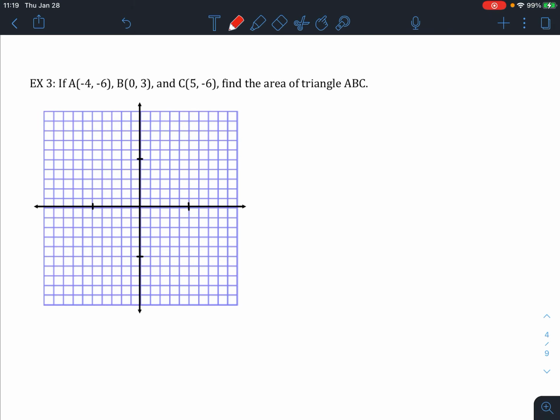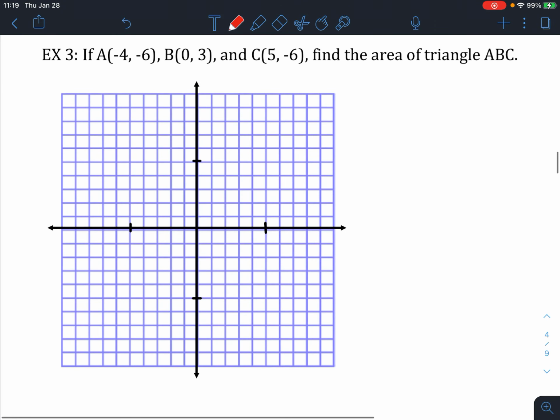Number 3, we got to first plot these 3 points. So -4, -6. There's point A. 0, 3 is point B.